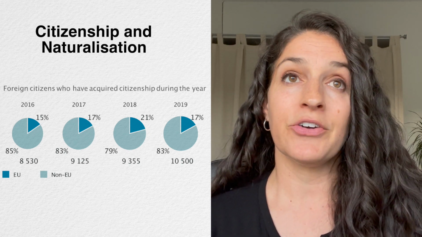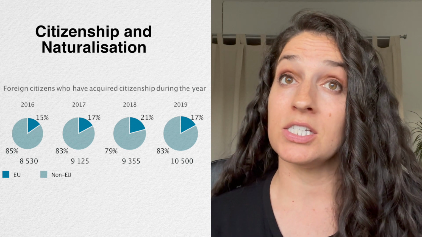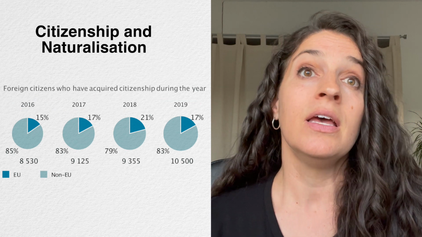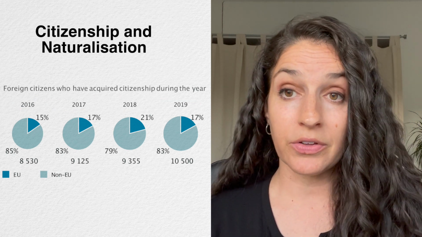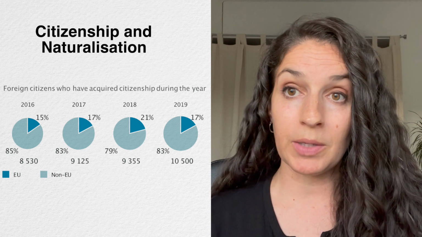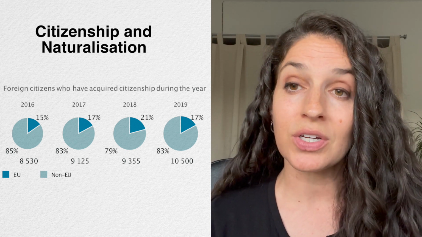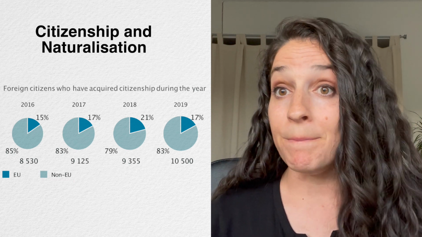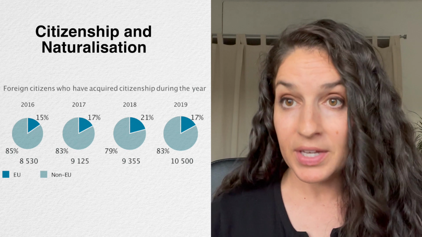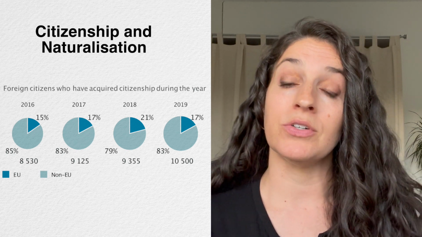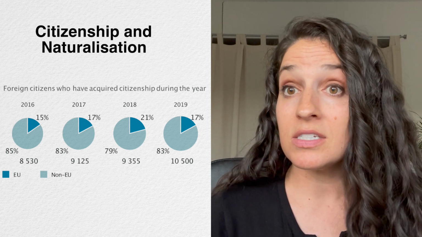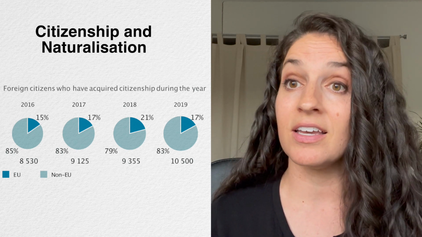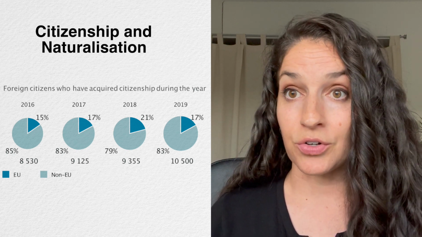So what we can see here first is foreign citizens who have acquired citizenship during the year. So this is obviously between 2016 and 2019. And what we can see, which is very similar to other countries in the EU, is that the majority of people who are acquiring citizenship in Austria are non-EU citizens. And that is, of course, because there's less of a benefit to European citizens to receive the citizenship compared to non-European citizens, since European citizens are supposed to, for all practical measures, be treated like Austrian citizens. That is under EU law.